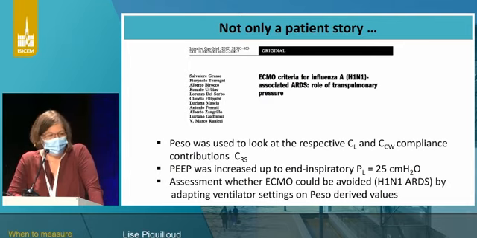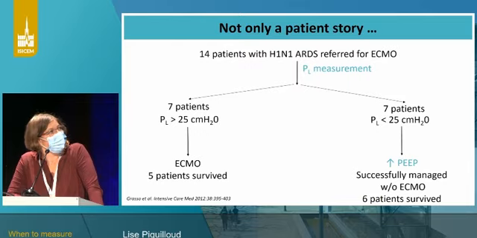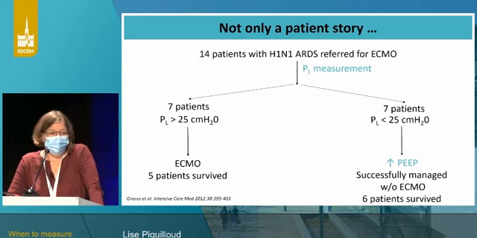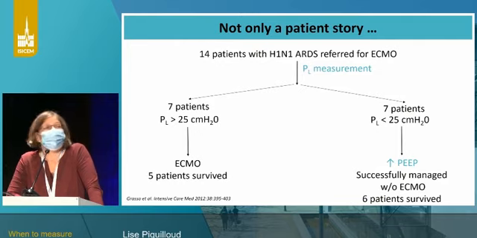In 7 patients, it didn't change anything because transpulmonary pressure was already very high at the end of inspiration. They could not improve the settings, and patients went to ECMO as initially planned. 5 of those 7 patients survived.